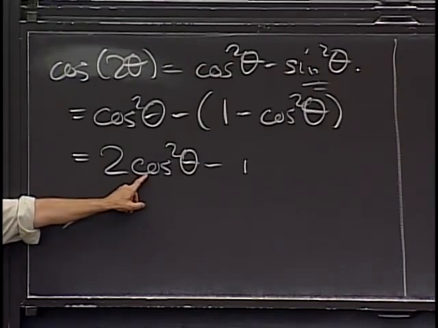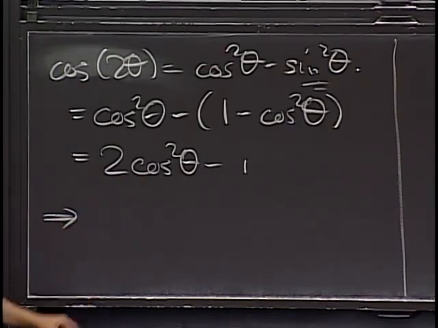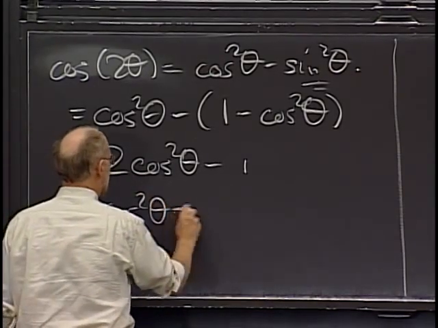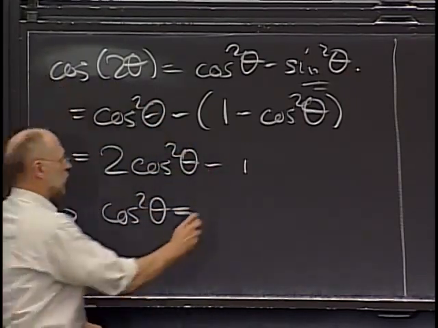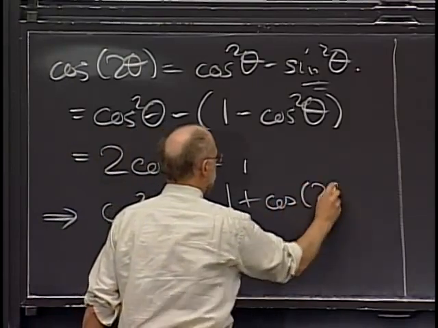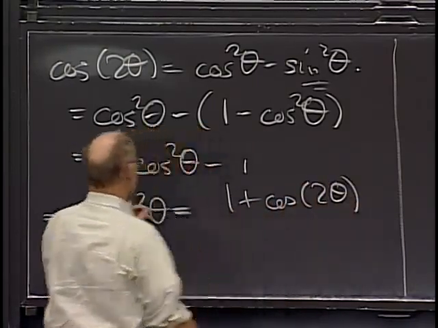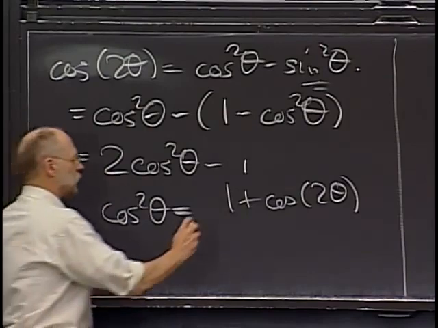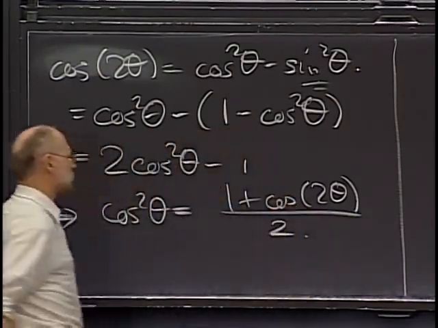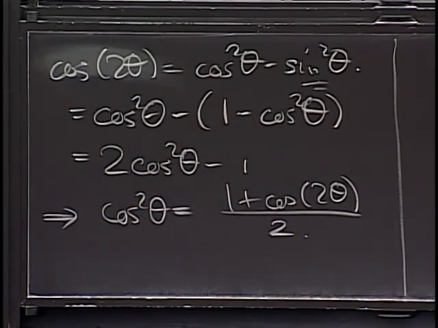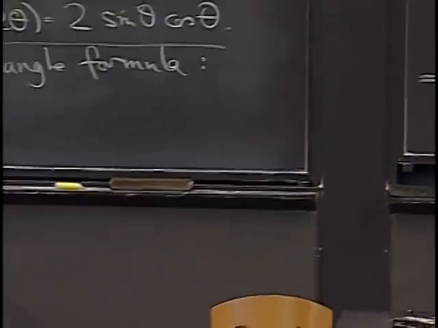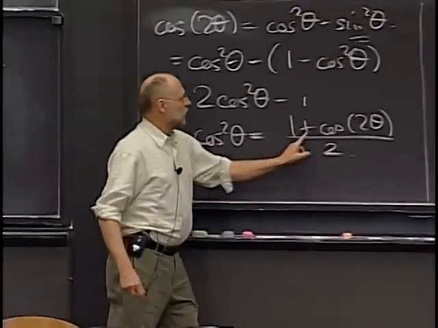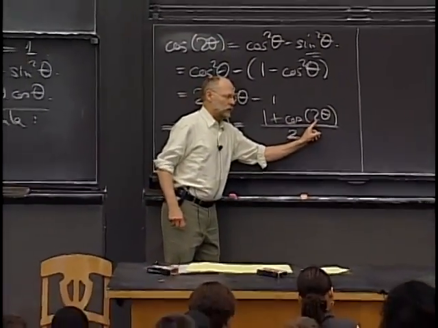I want to isolate what cosine squared is. So let's solve for that. I'll put the 1 on the other side, and I get 1 plus cosine of 2 theta. And then I want to divide by this 2, and so that puts a 2 in the denominator here. Some people call that the half angle formula. What it really is for us is a way of eliminating powers from sines and cosines. I've gotten rid of this square at the expense of putting in a 2 theta here.